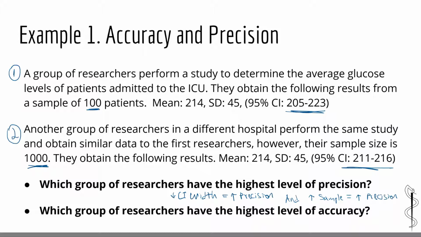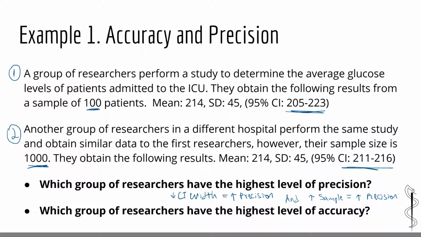Which group of researchers have the highest level of accuracy? Okay, so now they're asking us about accuracy. In order to judge the accuracy of the results, we would need to know the true average glucose levels of patients admitted to the ICU. Since we are not provided with this information in the question stem, then there is no way to determine which study had the highest accuracy.